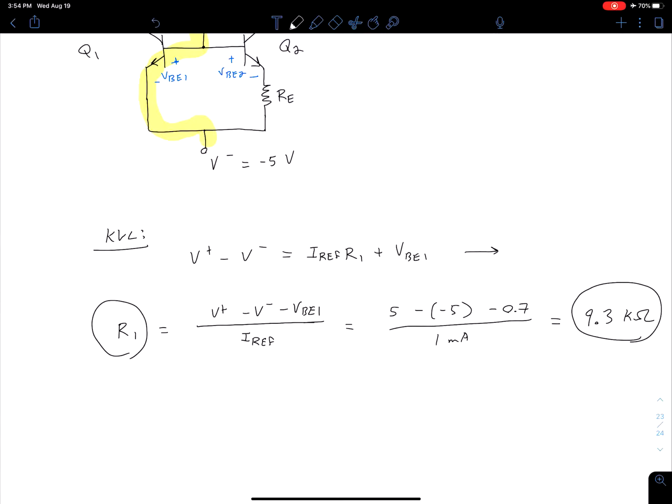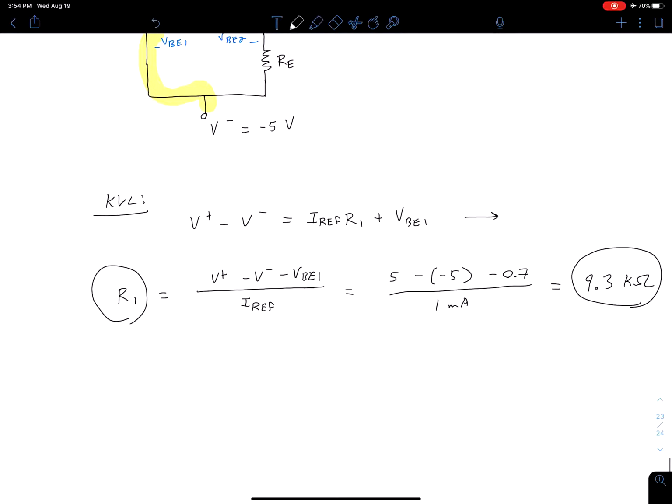Now if we want to solve for the value of RE, we're going to use that equation from our Widlar current source. If we rearrange that equation to solve for RE, we have that RE is equal to VT divided by I naught, times the natural log of IREF over I naught. We've essentially just moved that I naught over to the right side.